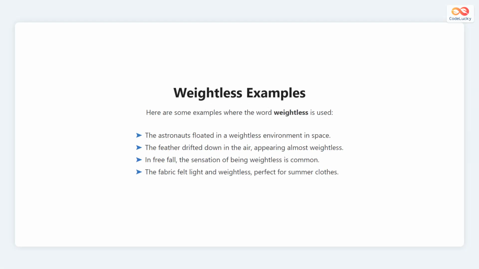Let us look at some real examples of how to use the word weightless. The astronauts floated in a weightless environment in space. A feather drifts down in the air, appearing almost weightless. In free fall, the sensation of being weightless is common. Lightweight fabric felt light and weightless, making it perfect for summer clothes. These examples show how weightless describes objects or situations where weight is not felt or appears to not exist.